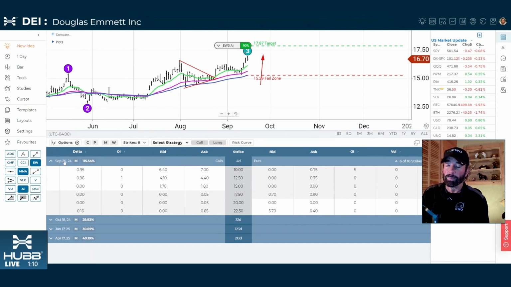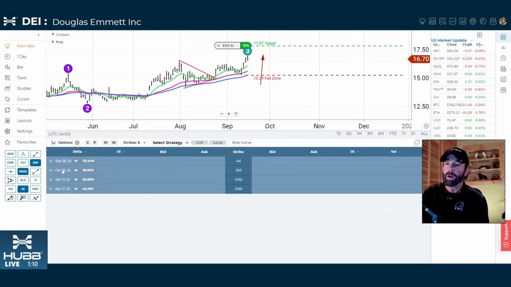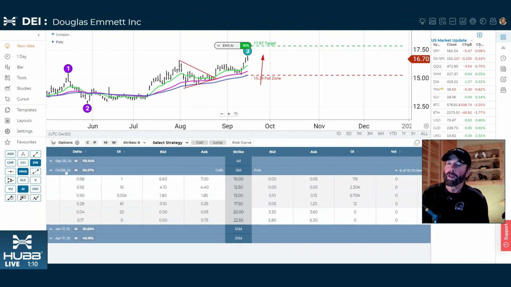September's no good. There's only a week to go. And then we look at October, and here's the open interest. And you can see a bunch of contracts, over 3,000 contracts here on the 15 strike. And when you look at the delta, you're like, wow, that's a 90 delta. That's not what you usually do. You're usually looking for something down here along the lines of a 29 delta. But you can see that the bid's 10 cents, the ask is 25 cents.